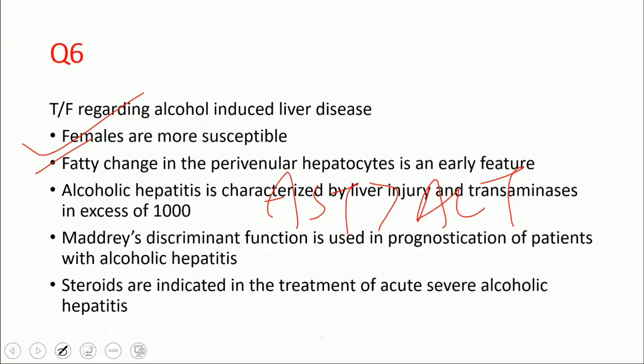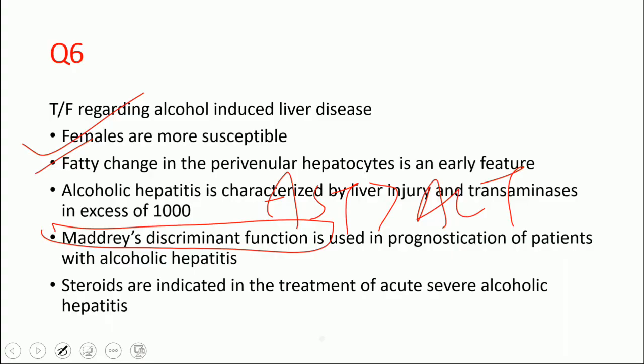Now, alcoholic hepatitis, most patients recover spontaneously and you don't need to do anything much. But there is an important score called Maddrey's discriminant function, or the MDF for short, which is used to prognosticate patients with alcoholic hepatitis. You need to know the name by heart: Maddrey's discriminant function.